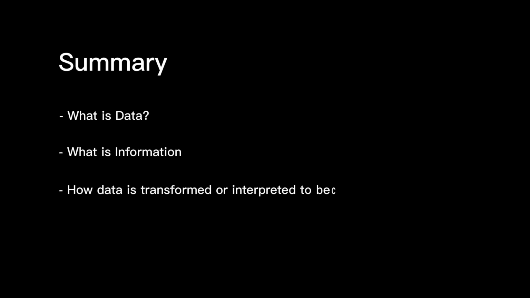Alright, we have come to an end. But before we wrap up, let's quickly review what we have learned in this video. So to summarize everything, we learned about data. Data is raw. It could be numbers, words, or sensor readings, but by itself, it doesn't carry much meaning. And we also learned about information. Information is what we get when we process the data and place it in context. So it becomes meaningful and useful.